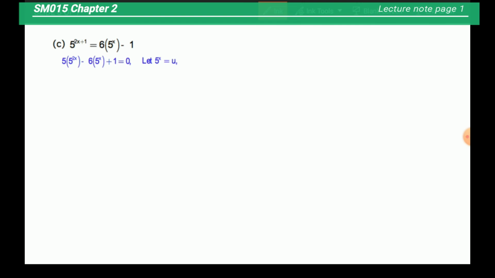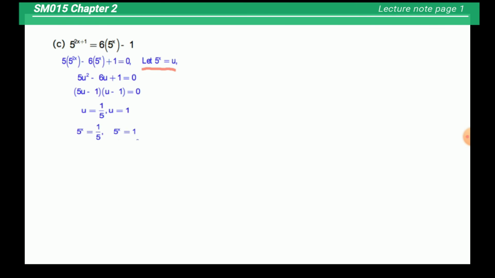In this case, we can see that 5 to the power of x is the similar term that we can see here. So we can let 5 to the power of x become u, a new variable, to make it simpler. Then it becomes 5u squared minus 6u plus 1 equal to 0. And then we can factorize the equation to solve for u. 5u minus 1 times u minus 1 equal to 0. And then u equal to 1 over 5 and u equal to 1.